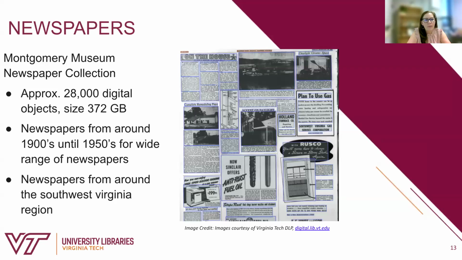A final use case that we looked at in working with AI tools is the newspaper collection. The number of objects was slightly more significant. This one had 28,000 digital objects. The size was a little less, so it was only 372 gigabytes. But these were newspapers just from around the Southwest Virginia region, and they ranged from 1910 to around the 1950s.